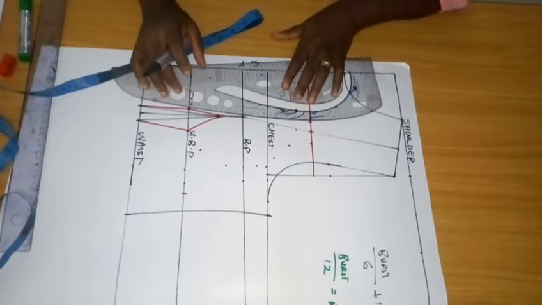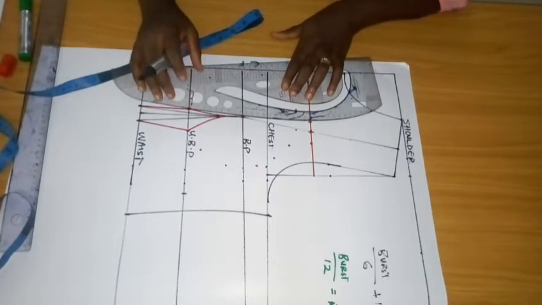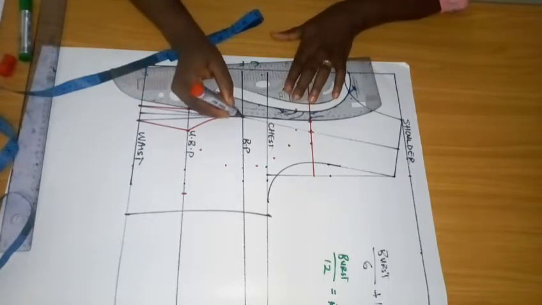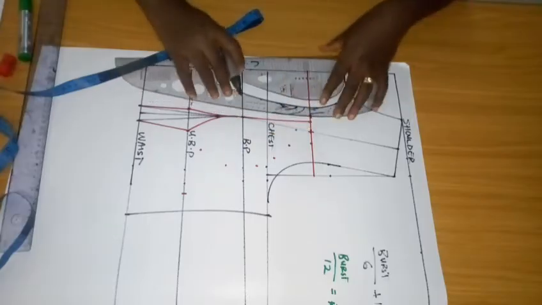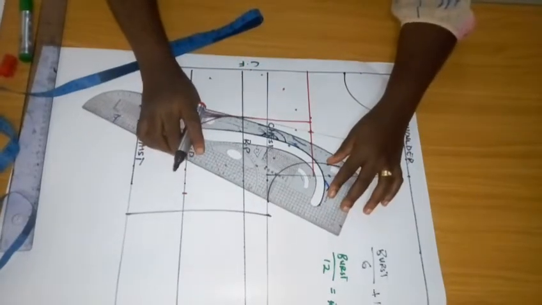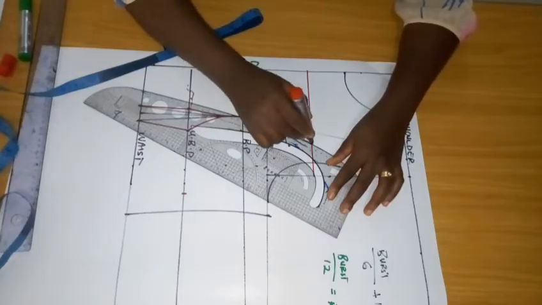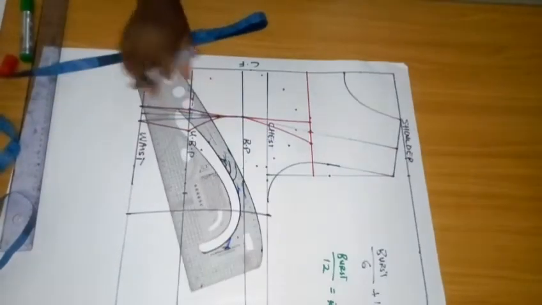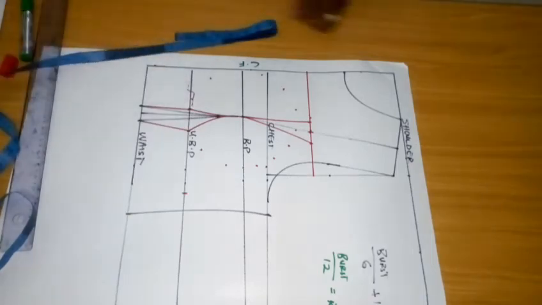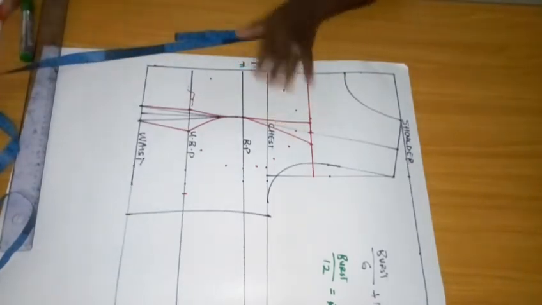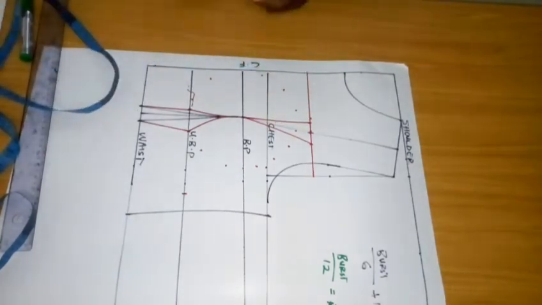So now I'll place my ruler. Can you see how I'm placing my ruler to the bust point like this? I'll flip it the other way to the bust point like this. Can you see? All right, once that is done, we've contoured the upper bust. So it's time to create the neckline which is carrying this yoke.